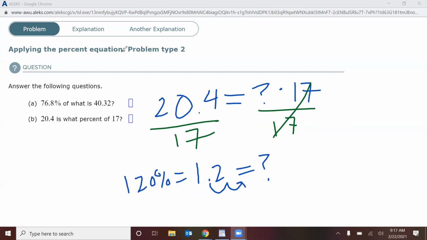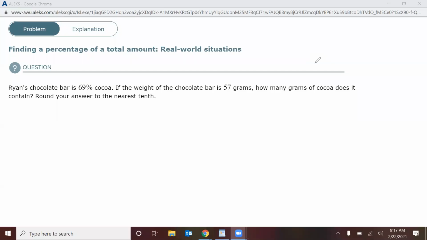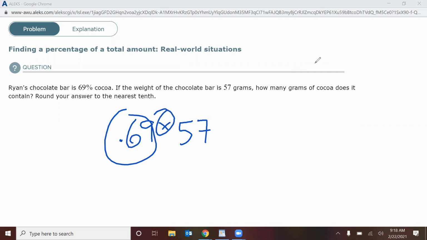Just translate from English to math. On this one, the chocolate bar is 69% cocoa. In other words, 69% of it is cocoa. Well, the entire bar weighs 57 grams. So that means that 69% of those 57 grams is chocolate. 69% of the weight of the bar is actually cocoa.